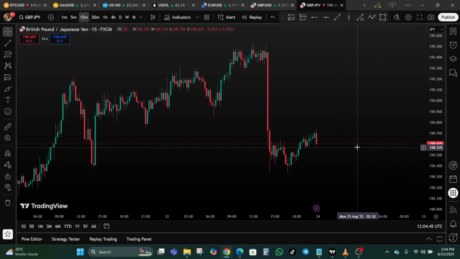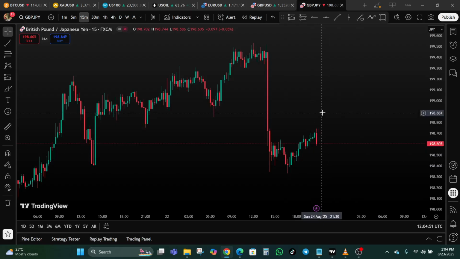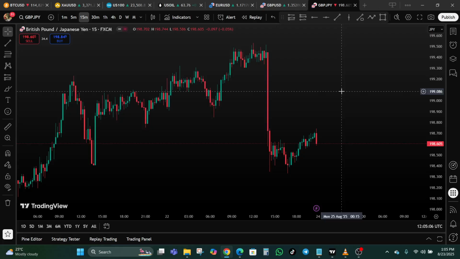Well, a point of interest, or POI for short, is simply a zone in the market where price is most likely to react. Okay, so these are not random levels. They are areas where institutions have placed large orders, where liquidity sits or where imbalances exist. Just think of them as magnets that draw price back before the market makes its next move.